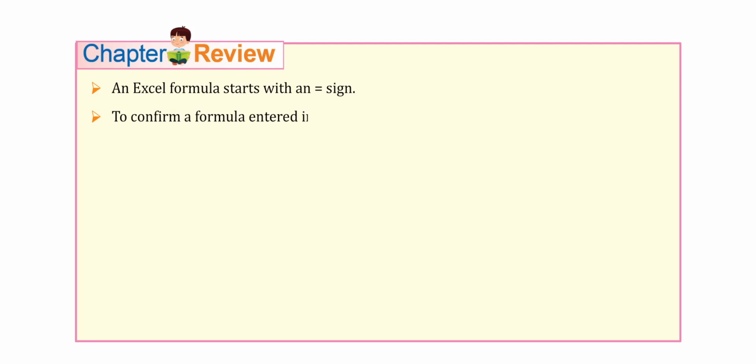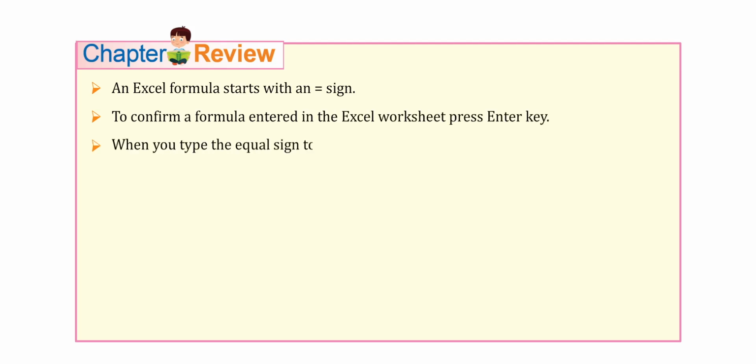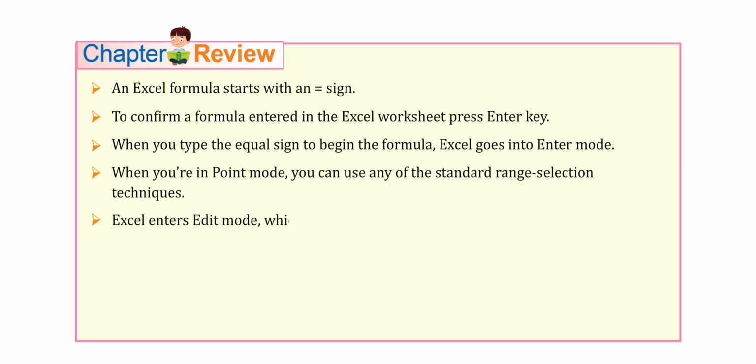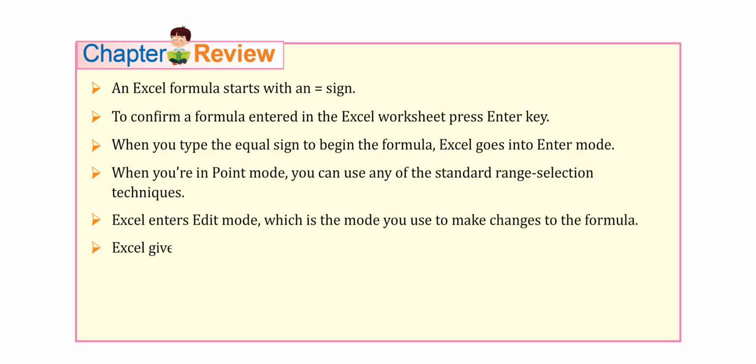Let us quickly have a look at the chapter review. An Excel formula starts with an equal to sign. To confirm a formula entered in the Excel worksheet, press the Enter key. When you type the equal to sign to begin the formula, Excel goes into Enter mode. When you are in Point mode, you can use any of the standard range selection techniques. Excel enters Edit mode, which is the mode you use to make changes to the formula. Excel gives you 3 ways to enter Edit mode.